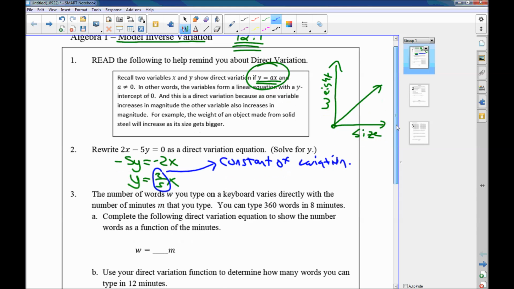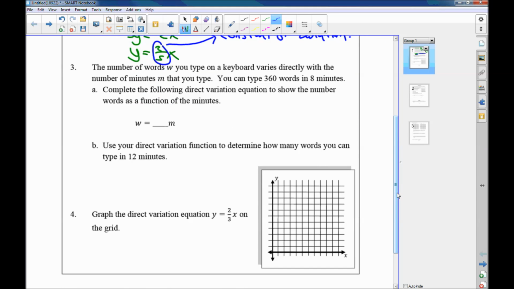All right, number 3. The number of words you type on a keyboard varies directly with the number of minutes m that you type for. You can type 360 words in 8 minutes. Complete the following direct variation equation to show the number of words as a function of its minutes. So the number of words is supposed to be a function of the minutes. And if we work this out, we'd find that's 45 simplified. So 45 should go on this line.